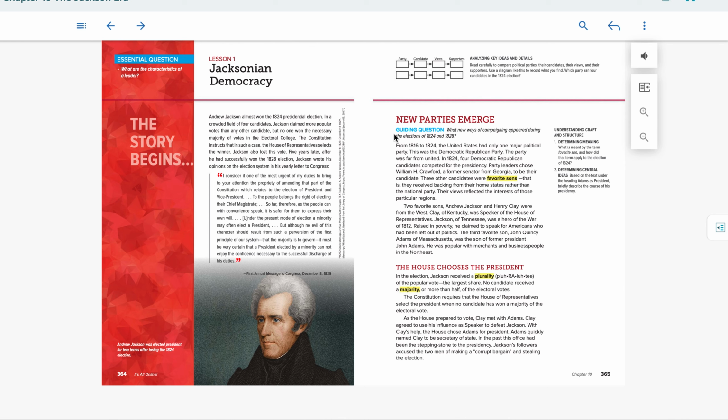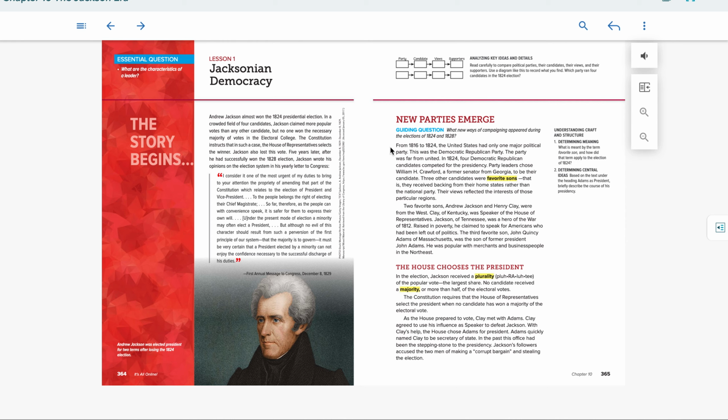New parties emerge. Guiding question. What new ways of campaigning appeared during the elections of 1824 and 1828? From 1816 to 1824, the United States had only one major political party. This was the Democratic Republican Party. The party was far from united. In 1824, 4 Democratic Republican candidates competed for the presidency. Party leaders chose William H. Crawford, a former senator from Georgia, to be their candidate. 3 other candidates were favorite sons. That is, they received backing from their home states rather than the national party. Their views reflected the interest of those particular regions.